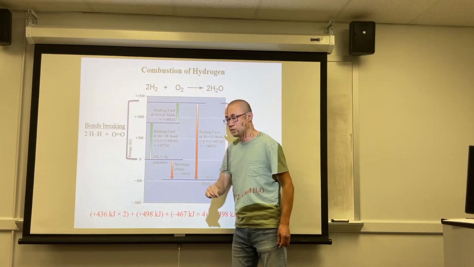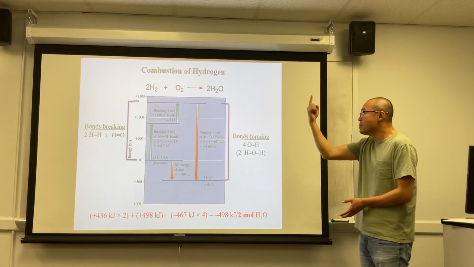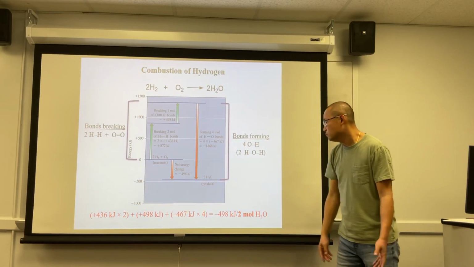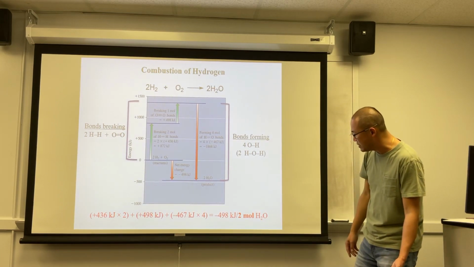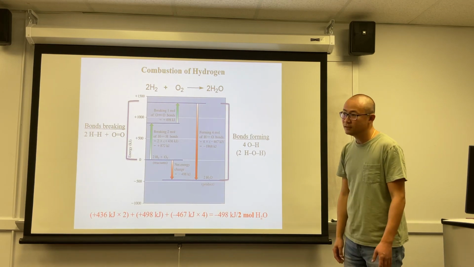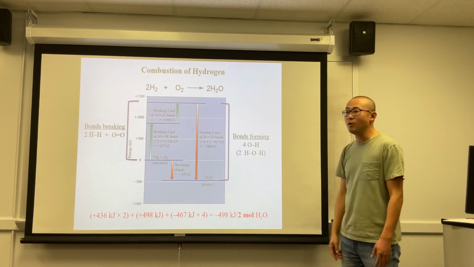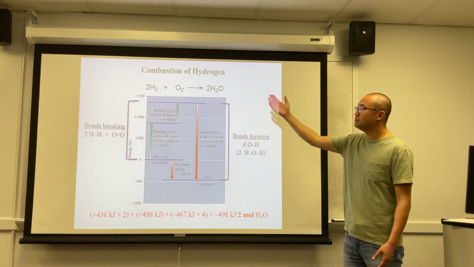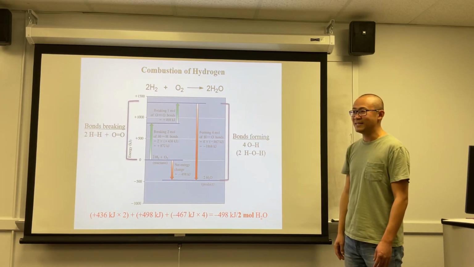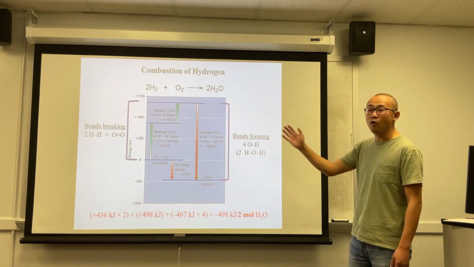2 moles of hydrogen. So if I only burn 1 mole of hydrogen, how much energy? You divide by 2. 498 divided by 2 is 299. Sorry, 249. Okay, 249 kilojoule per mole is the energy released per 1 mole of hydrogen. Does it make sense?